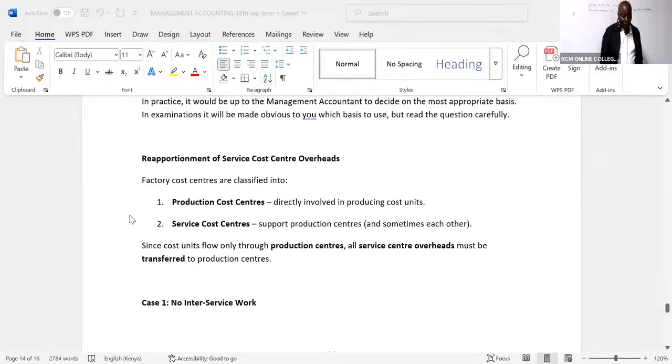And I would want us to start right away by saying that factory cost centers are classified into: number one, production cost centers.